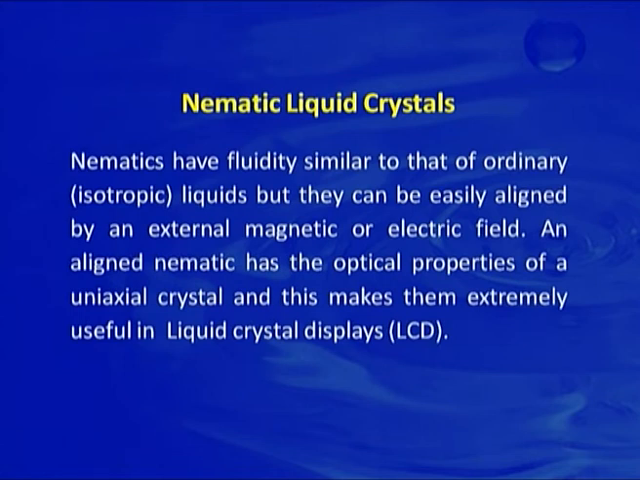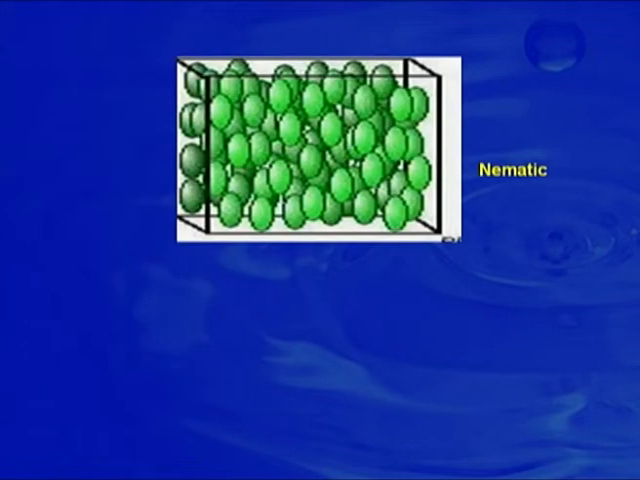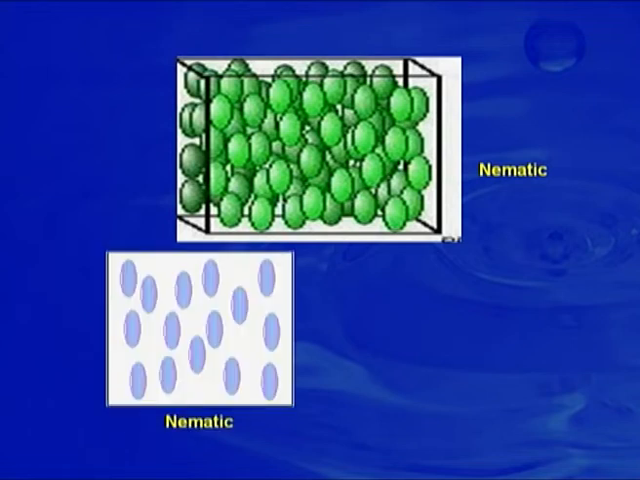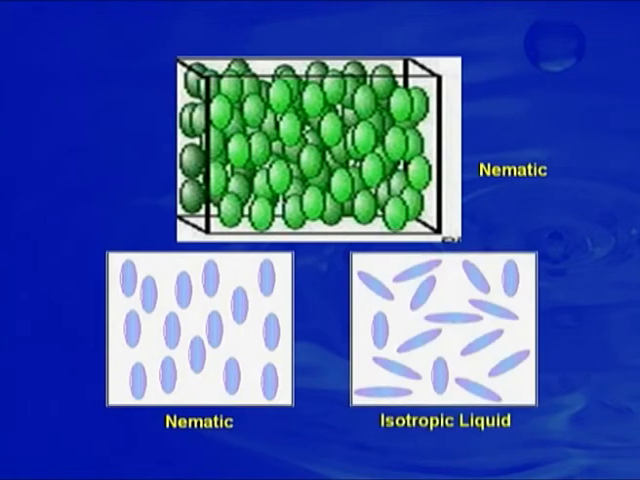Nematics have fluidity similar to that of ordinary liquids, but they can be easily aligned by an external magnetic or electric field. An aligned nematic has the optical properties of a uniaxial crystal, and this makes them extremely useful in LCD, that is liquid crystal display. Here is the structure of nematic crystals and isotropic liquids. These two figures are of nematic liquid crystal and this is the isotropic liquid.